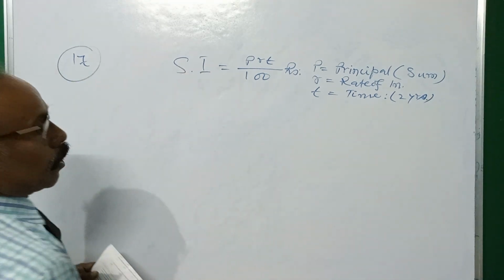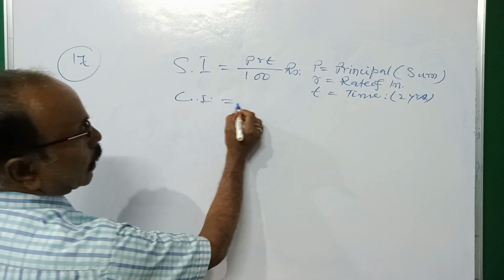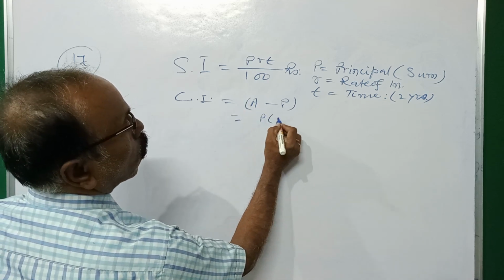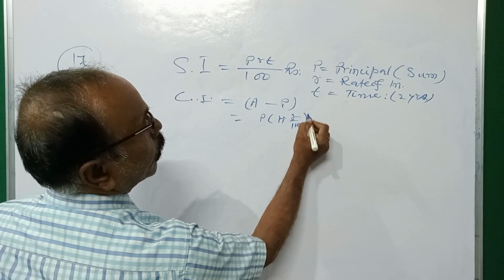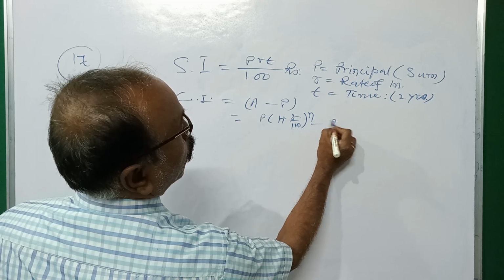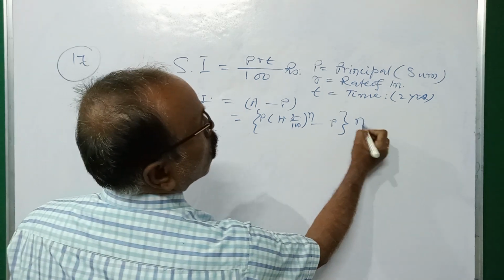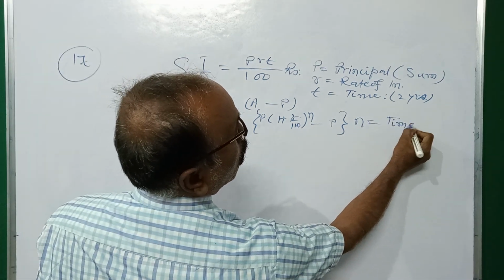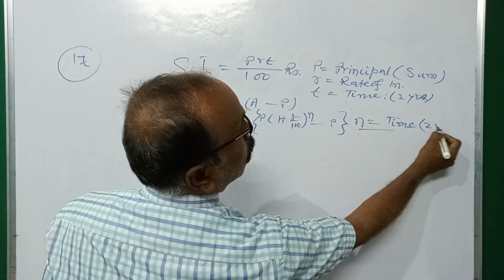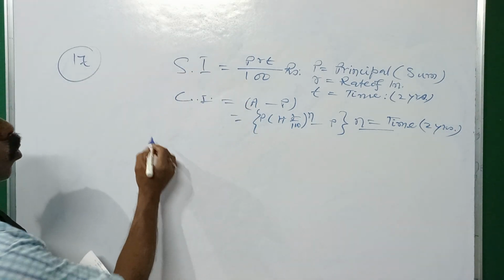My dear students, you see, compound interest, you know, is equal to A minus P. But A is P into (1 plus R by 100) whole to the power N, which is A minus P. This is compound interest. Here N is equal to time, as here it is 2 years. Am I clear?